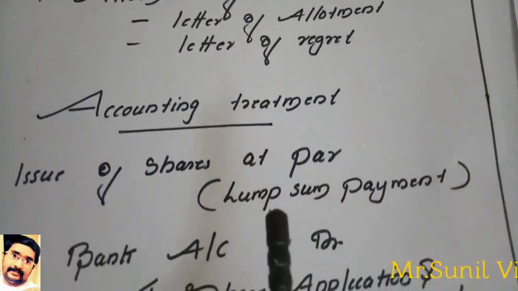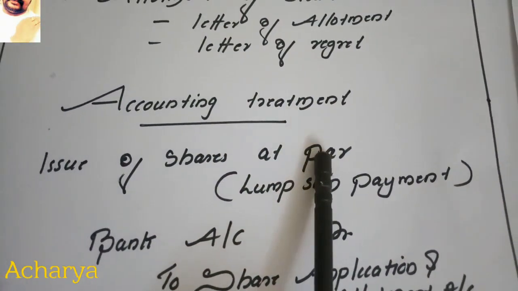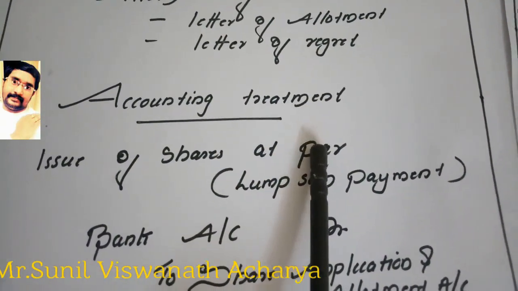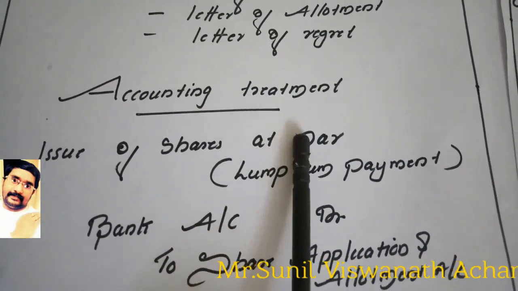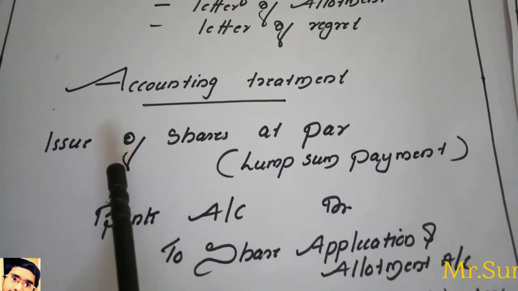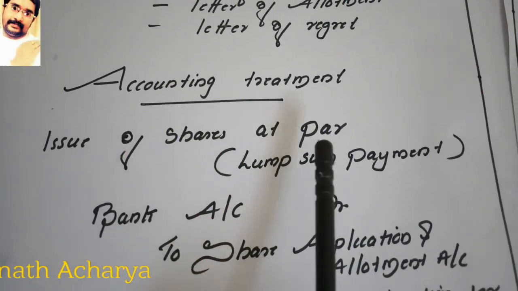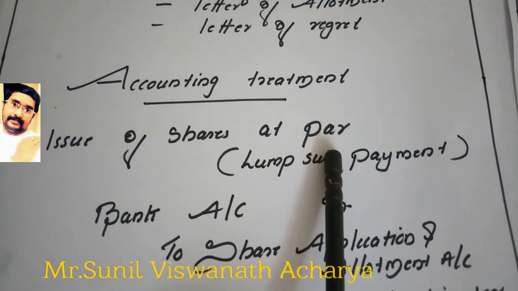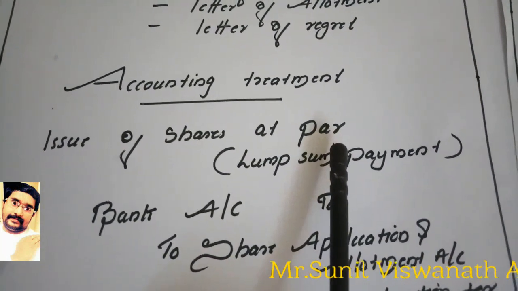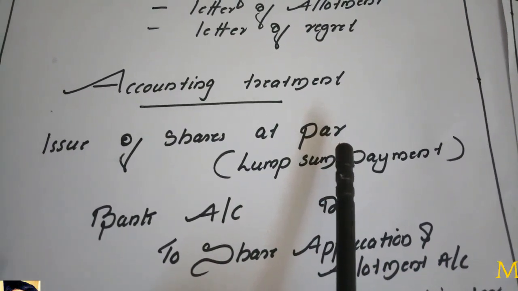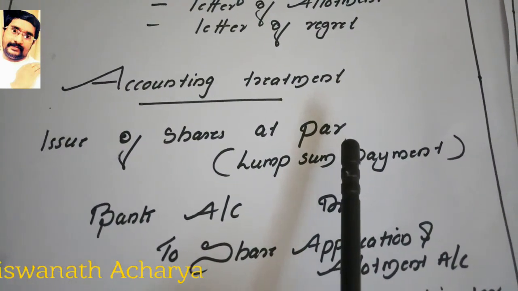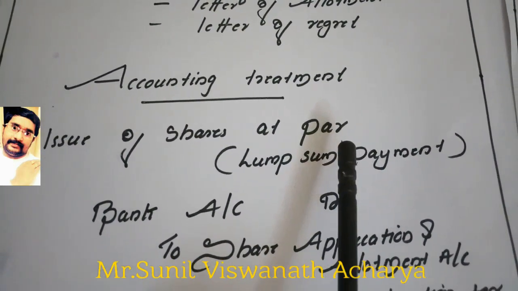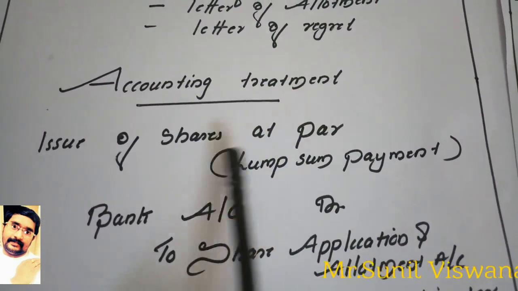Now, we have to study the accounting treatment. Whenever shares are issued, what is the accounting treatment? First, we can discuss issue of shares at par. At par means at face value. Suppose the company is going to issue 1000 shares at the rate of rupees 10. It can be 10, it can be 100, whatever it may be.